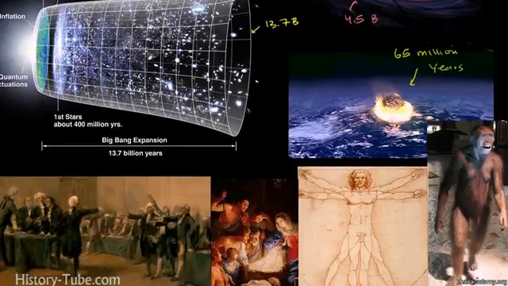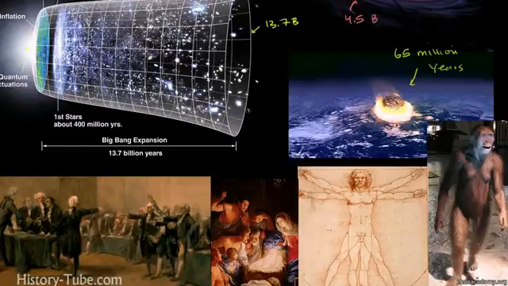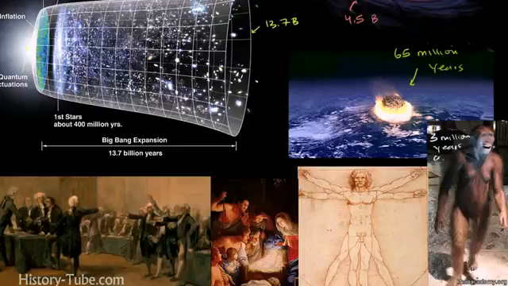Now we'll fast forward a little bit more. About 3 million years ago, our ancestors look like this. This is Australopithecus afarensis. I think this is a depiction of Lucy. I believe the theory is that all of us have some DNA from her. But this was 3 million years ago.